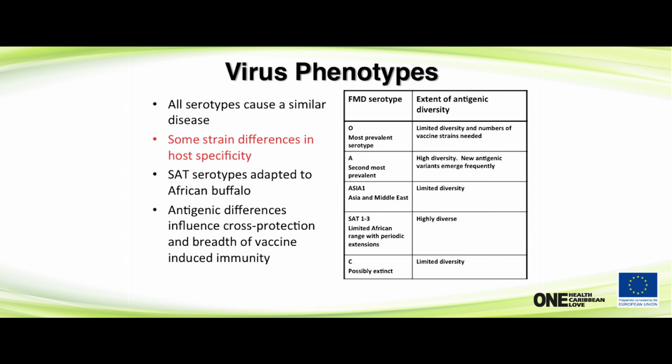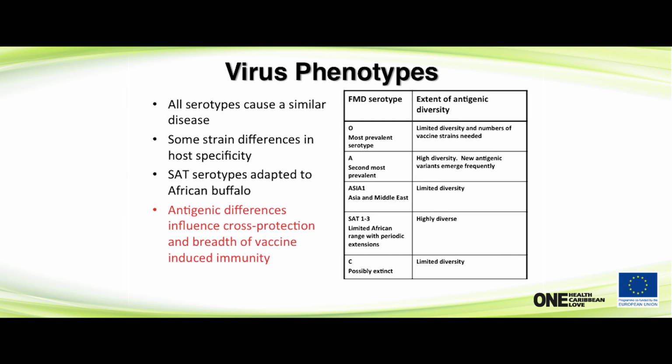So there are, for example, viruses that occur in Asia that have a particular deletion in a part of the genome, which means that they only readily infect and cause disease in pigs, and they don't spread or cause disease in cattle. In addition, 3 of the serotypes, the South African types, are essentially adapted to African buffalo, and they largely occur in Africa.